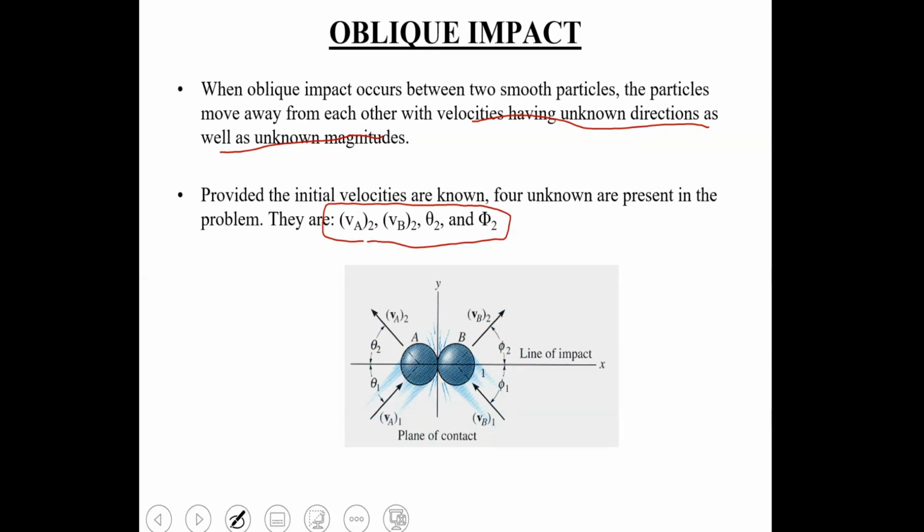So there is no impulse acting on particle A along the plane of contact, which is basically the plane or the axis defined perpendicular to the line of impact. So since no impulse is acting in the y direction or along the plane of contact, there shouldn't be any change in the momentum of this particle along the plane of contact.